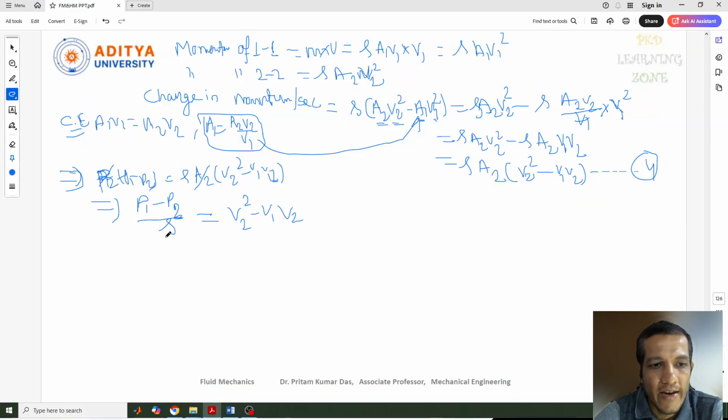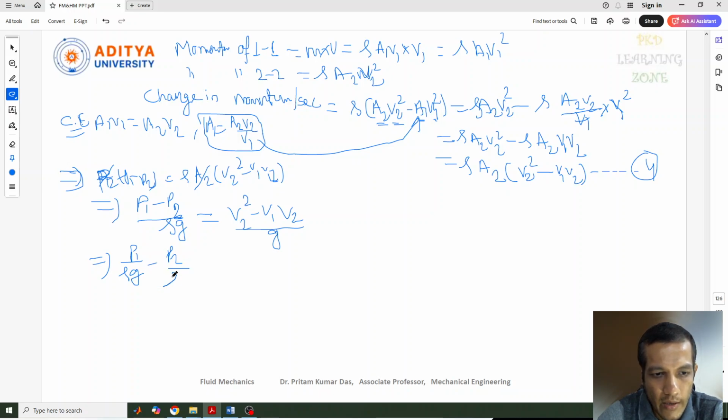Let us divide by g on both sides. So you can write g here, and here also you get g. Now if you separate this, we get P1 by ρg minus P2 by ρg equal to (V2 square minus V1 V2) by g. So this is the equation that we got.